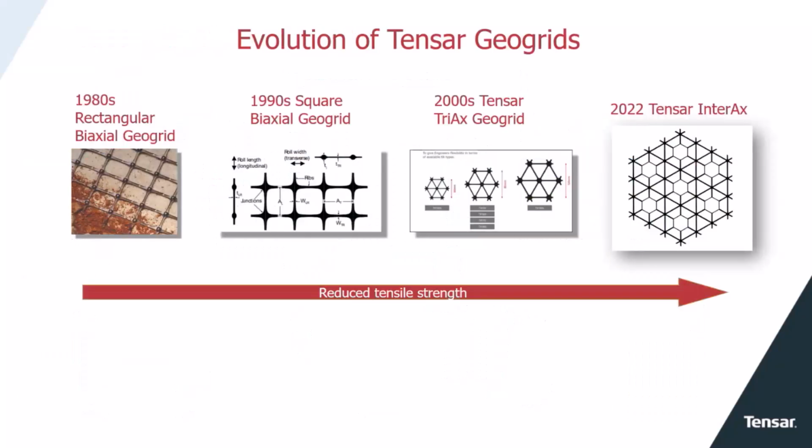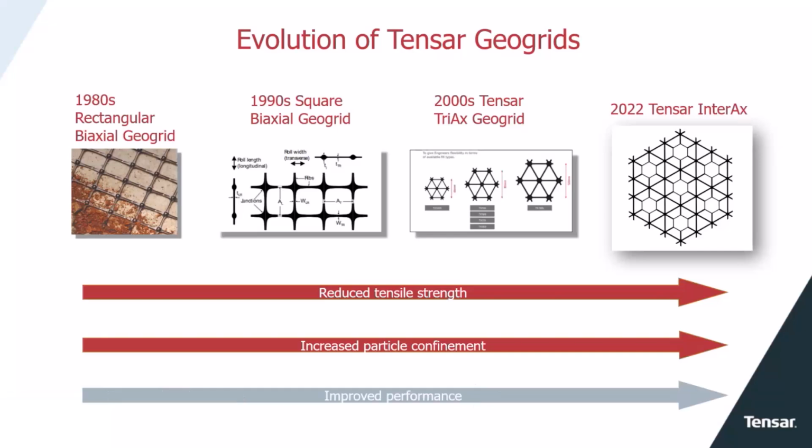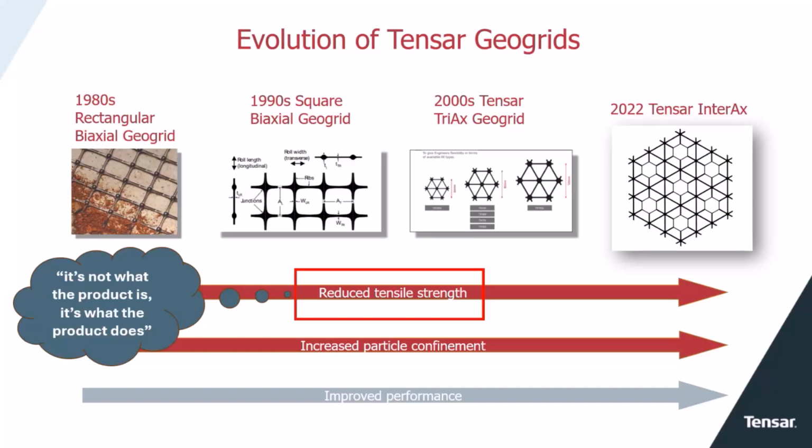If we look at Tensar as a product, most of our products are geogrids. That means that we started in the 80s with a Ryalenko grid, and nowadays we have the Interex. We introduced this new type of grid, so I would call the Interex the fourth generation. Most people are still in the second generation, so biaxial grids, while we have the fourth generation. Why do we evolve our grids? Mainly although we reduce tensile strength, we increase partial confinement and therefore improve performance.